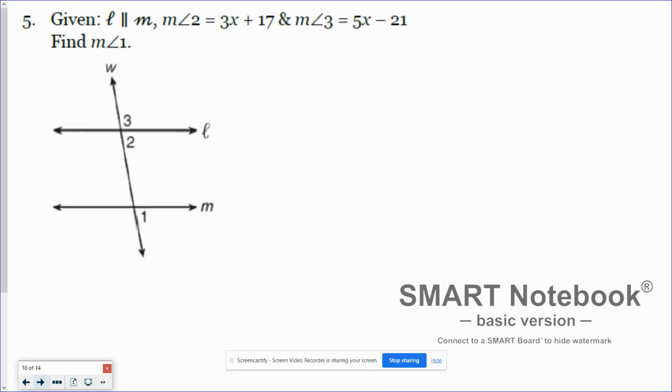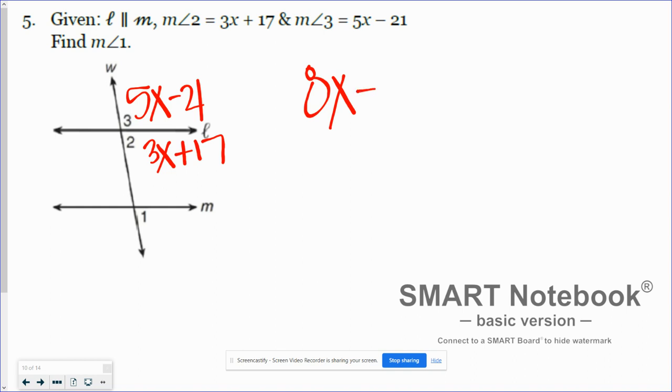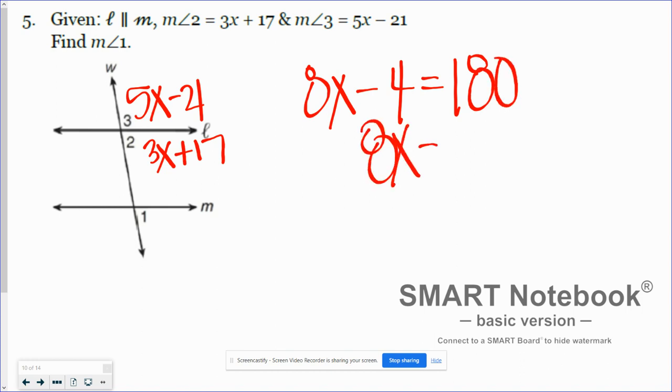Given that L is parallel to M and the measure of angle 2 is 3x plus 17, and the measure of angle 3 is 5x minus 21, find the measure of angle 1. Well, angles 2 and 3 form a linear pair, and as you know, linear pairs are supplementary. So if I add those together, I get 8x minus 4 is equal to 180. So if I do some algebra here, I get that 8x is equal to 184. And if I divide, I get that x is equal to 23.